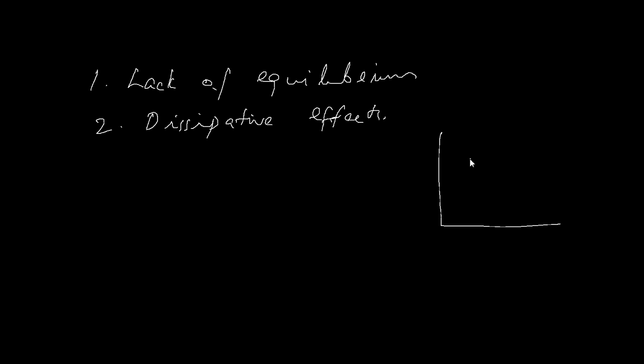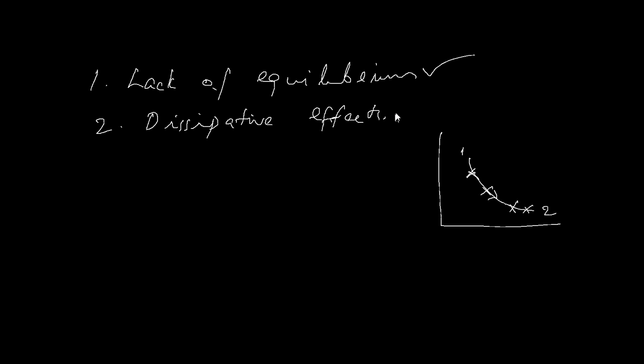Whenever you have a process from 1 to 2, it is not possible to keep each state in an equilibrium condition. At 1 it may be in equilibrium, at 2 it may be in equilibrium, but the intermediate states are not in equilibrium with the surroundings. So that is one cause. When you do a process, it is not possible to maintain equilibrium throughout the process.